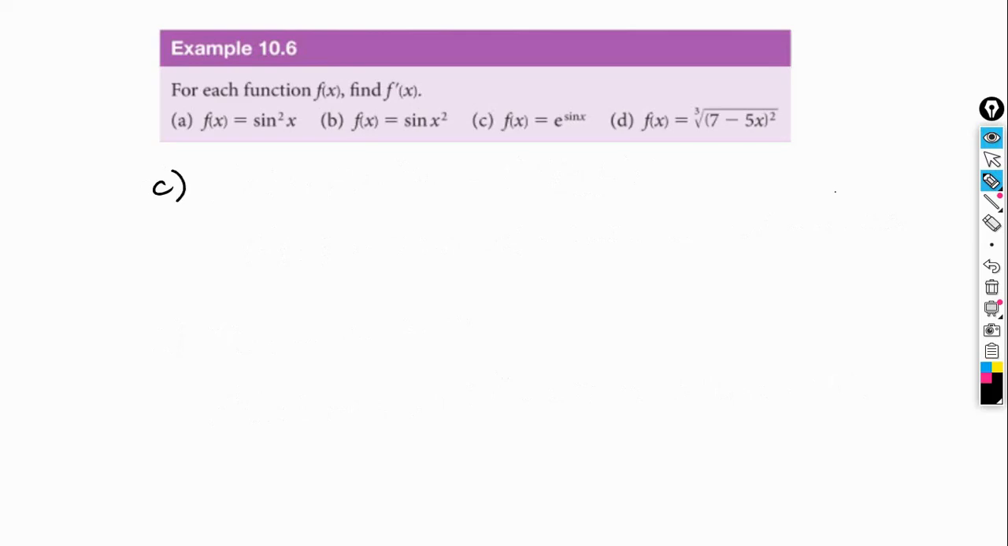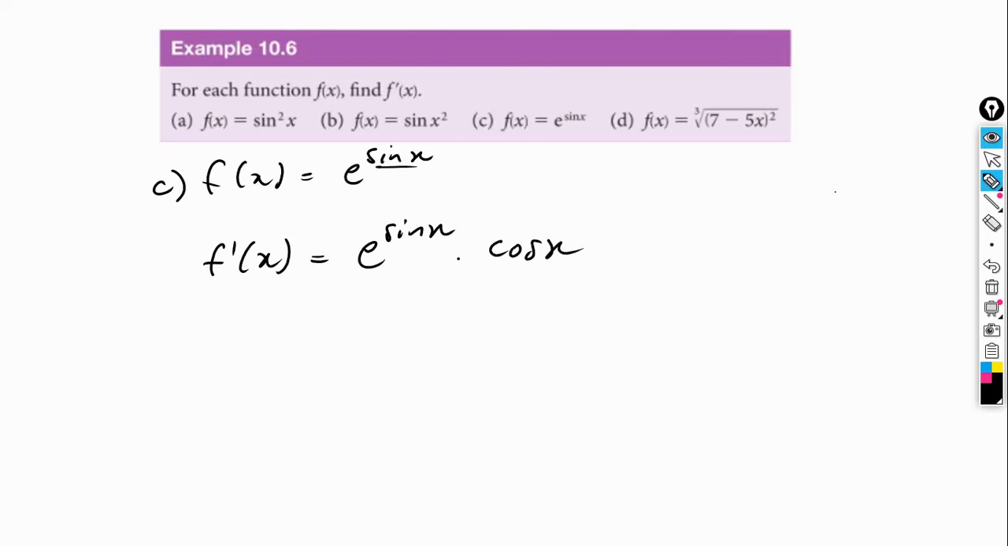For C, we have f of x equals e, or Euler's number, to the power of sine of x. So obviously the outside function is Euler's number to the x, and remember that the derivative of Euler's number to the x is Euler's number to the x, so we would just get e to the power of sine of x. But you have an inside function, which is sine of x, and the derivative of that is cosine of x. So we have to multiply it times cosine of x. And some people like to rearrange it as cosine of x times Euler's number to the power of sine of x.